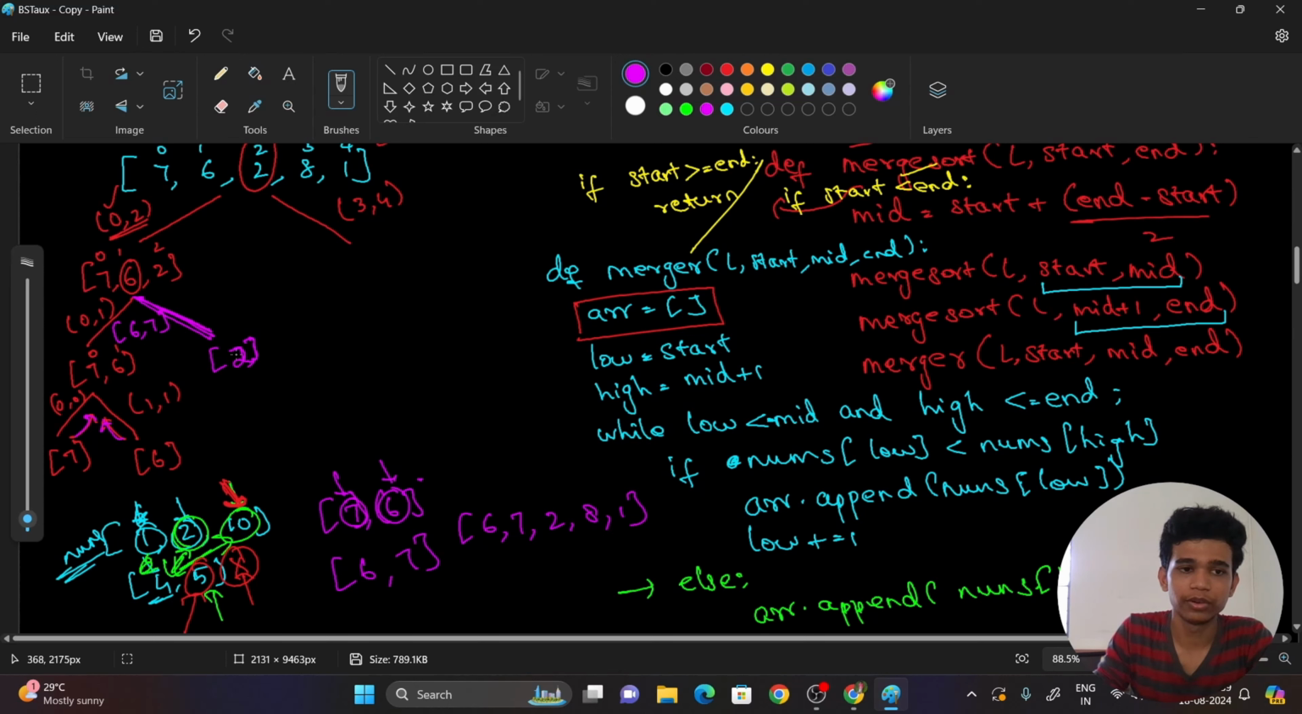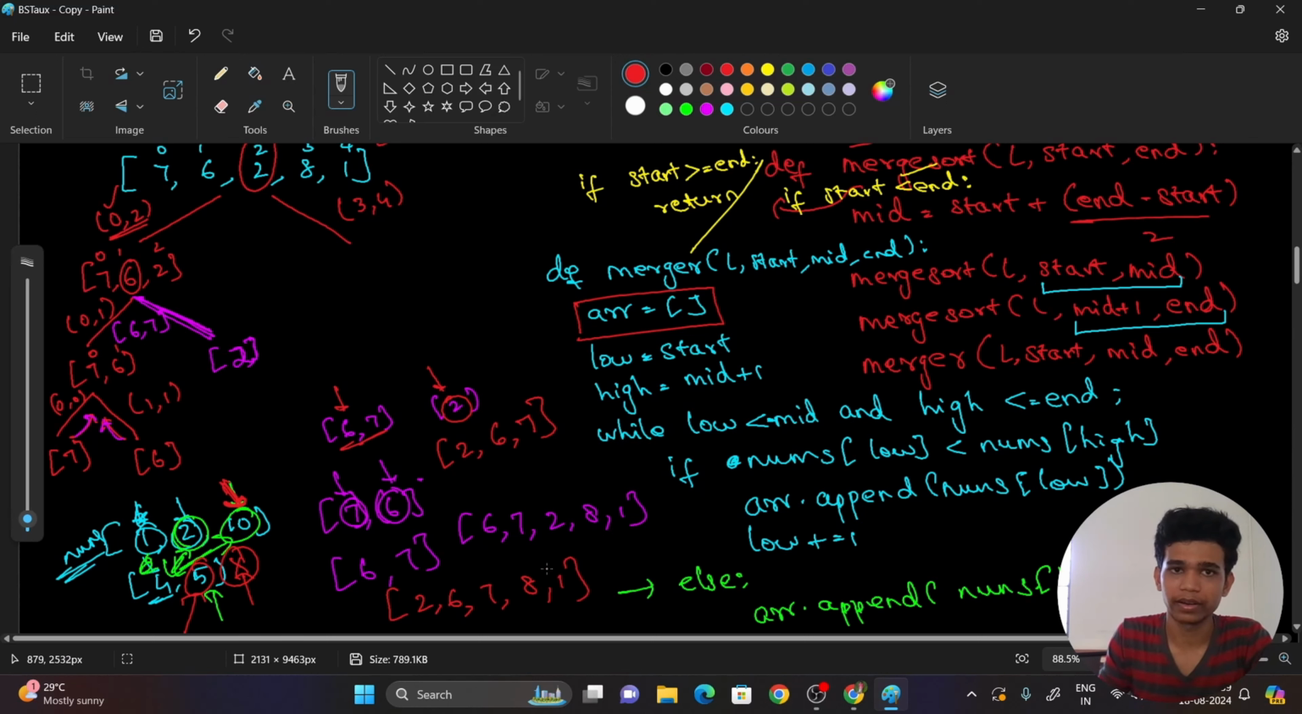Now, I am just doing a merge operation on 6, 7 and 2. So it will be like 6, 7 and here comes 2. Now, one pointer is here, one pointer is here. Tell me, what is the smaller value? It is 2, right? So 2, and the remaining values will be added simultaneously. So it will be 2, 6, 7. So from 0 to 2, my array is now updated as 2, 6, 7, and 8, 1. Can you understand this?